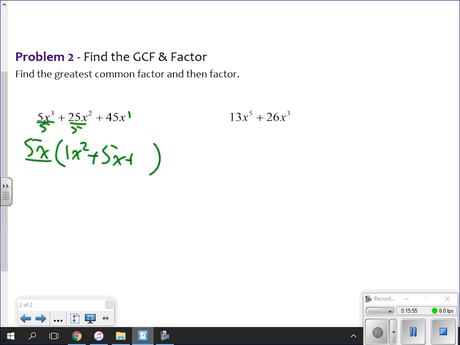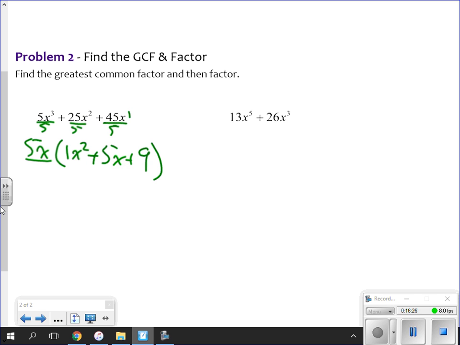And then plus. Okay. I had 45. Remember, I took 5 out of there. So what's 45 divided by 5? 9. So I have a 9 plus 9. How about the x's? Yeah, I had 1x. I pulled it out. I don't have any x's left. Boom. Okay.